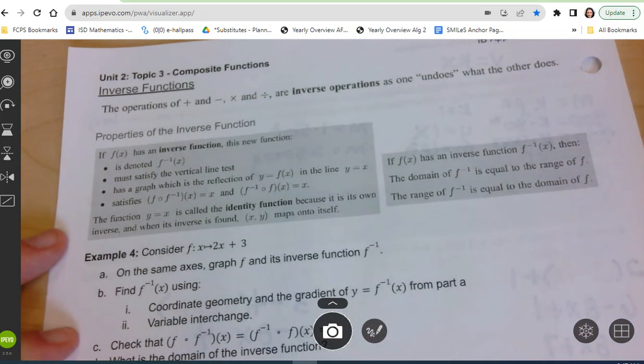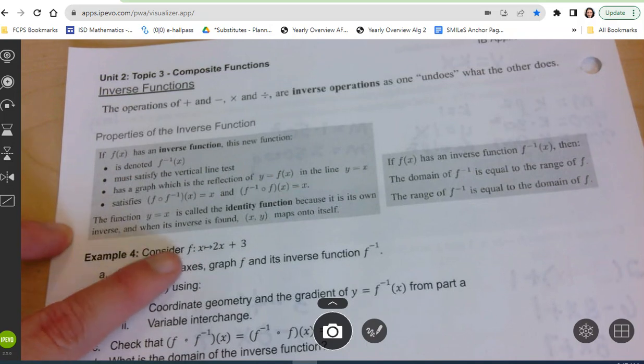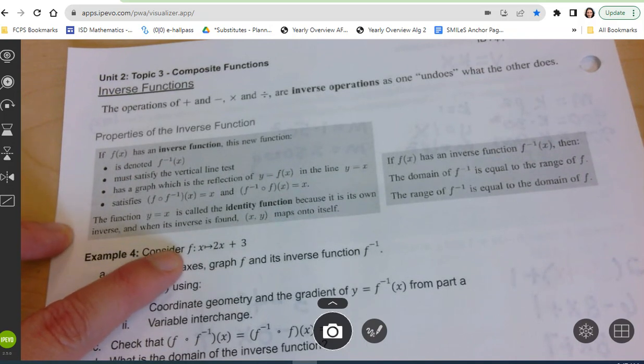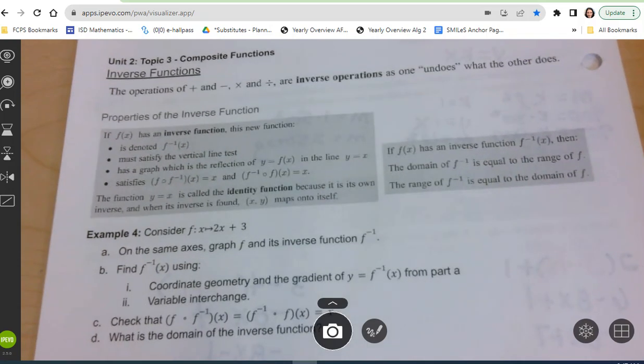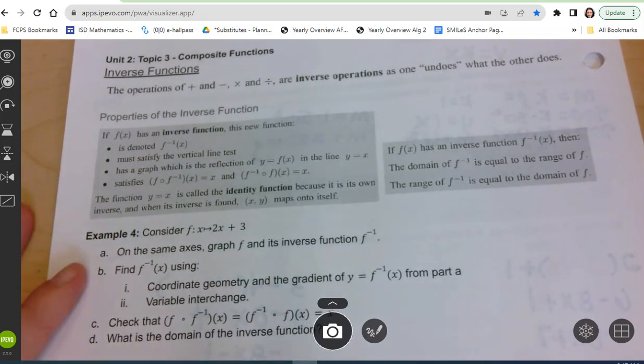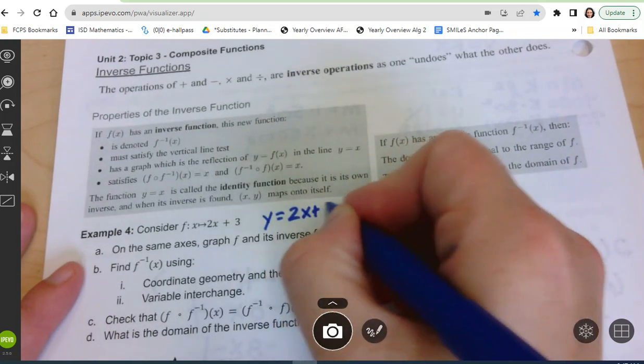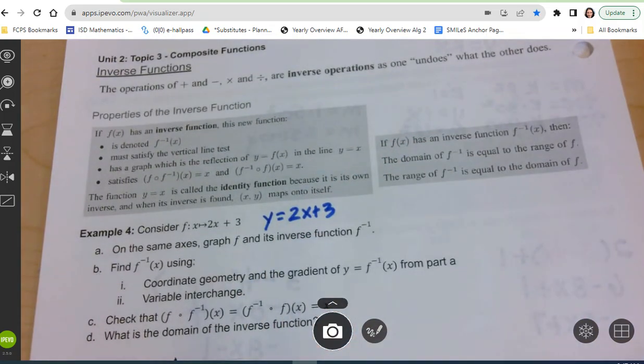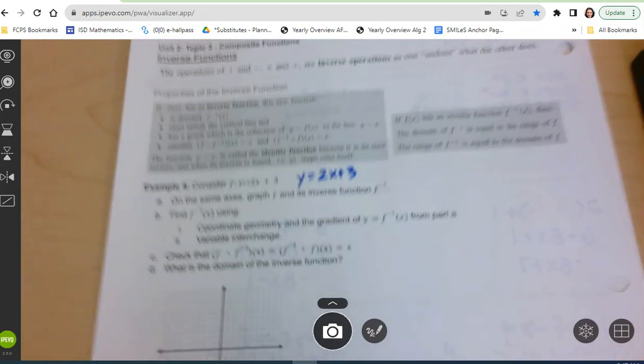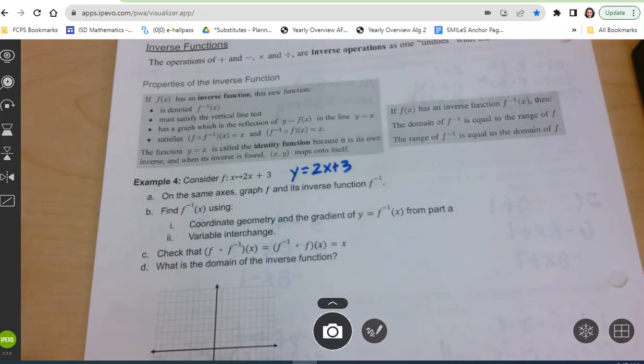Let's do example 4 together. So here's our function. The function f of x is 2x plus 3. And so what that really means is y equals 2x plus 3. It says on the same set of axes, graph the function and its inverse function. So the way we're going to do that is just by making a table of values for f and then a table of values for the inverse.